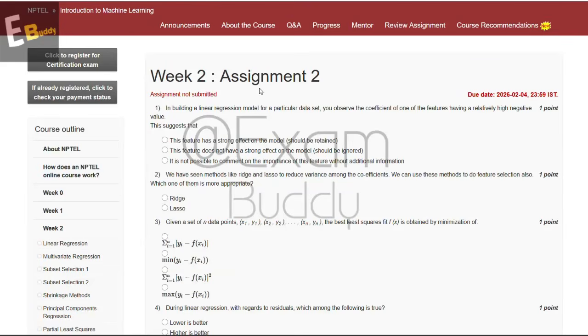Now let's do our assignment for Introduction to Machine Learning, week 2, assignment 2.